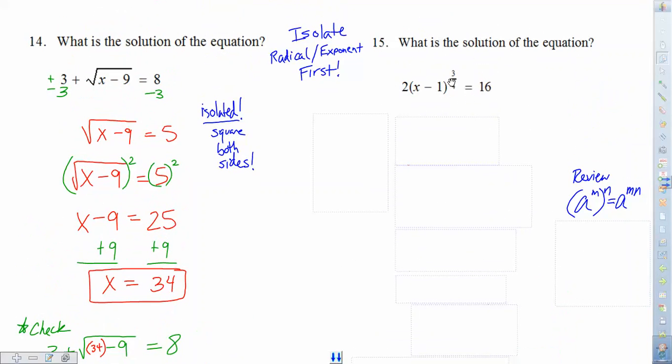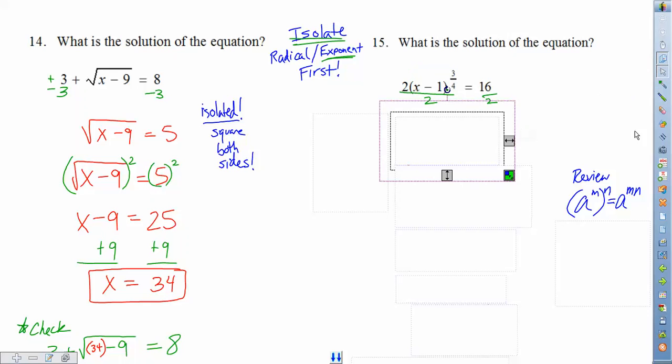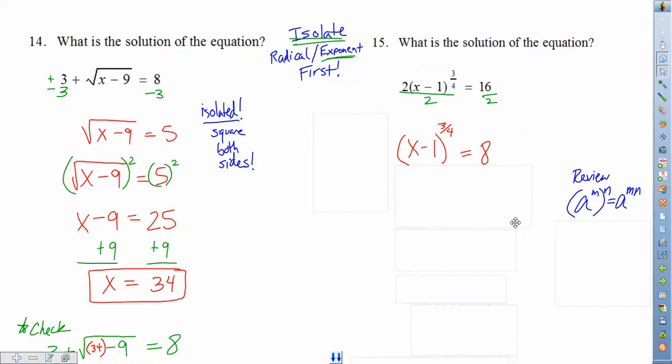Okay? So let's take a look at this other problem here. The reason why I want to deal with this problem is that it's a rational exponent, a little bit different when it's a radical versus an exponent, but here's what won't change. What won't change is you still have to isolate the exponent. The exponent that we have right here is this guy right there. To get rid of what's outside, that 2, we're going to divide both sides by 2. And when we divide both sides by 2, we have x minus 1 to the 3/4 power equals 8.